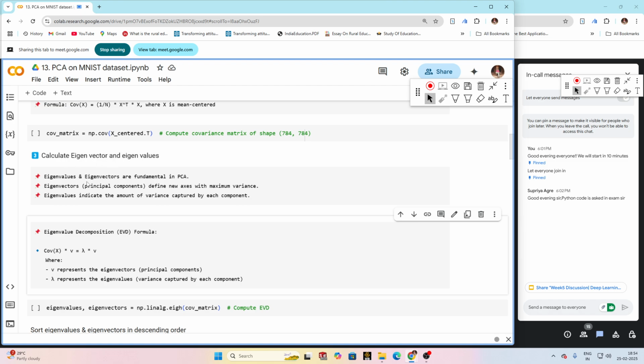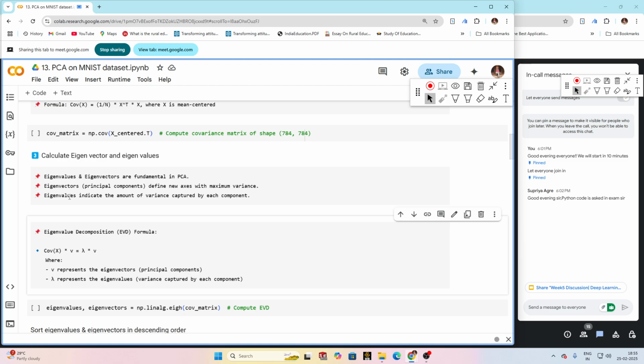Why do we need eigenvectors and eigenvalues? Eigenvectors and eigenvalues are fundamental in principal component analysis. Eigenvectors, the principal components, define new axes with maximum variance. Eigenvalues indicate the amount of variance captured by each component. So that is why we need to calculate the eigenvalues and eigenvectors.